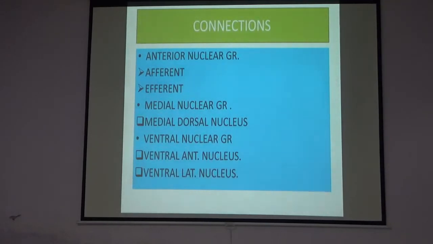This ventral nuclear group has the ventral anterior nucleus and the ventral lateral nucleus. The ventral anterior nucleus has an afferent from the globus pallidus, which is a part of the basal ganglia, and efferent to different areas of the corpus striatum. And then the ventral lateral nucleus has an afferent from the globus pallidus and the dentate nucleus of the cerebellum of the opposite side. We'll see that when we talk about the cerebellum in coming classes. Then it also has an afferent from the ipsilateral red nucleus forming the rubrothalamic tract. Then it has an efferent to the precentral area of the cerebral cortex, called area 4.